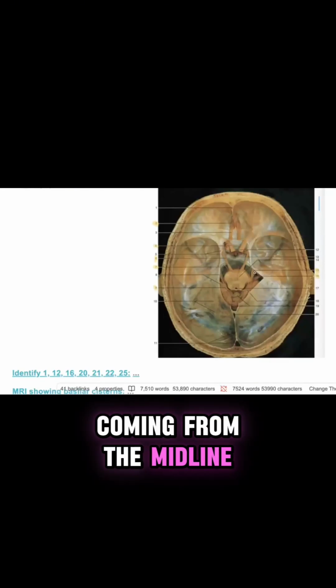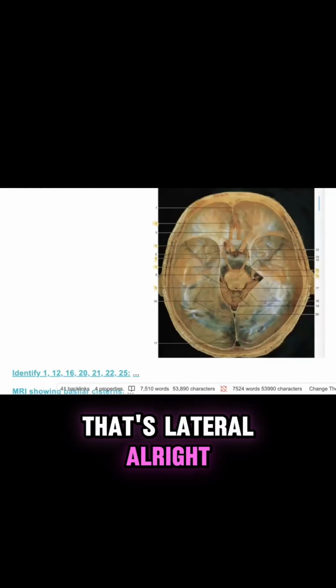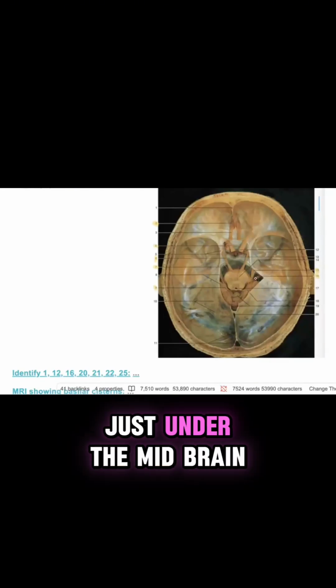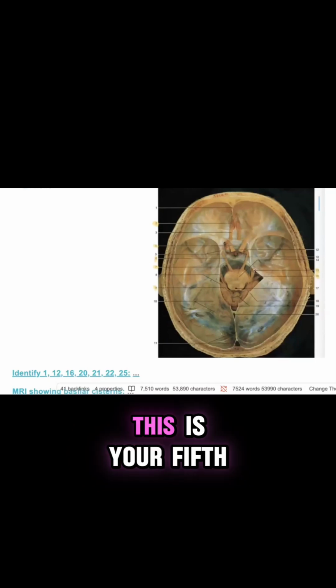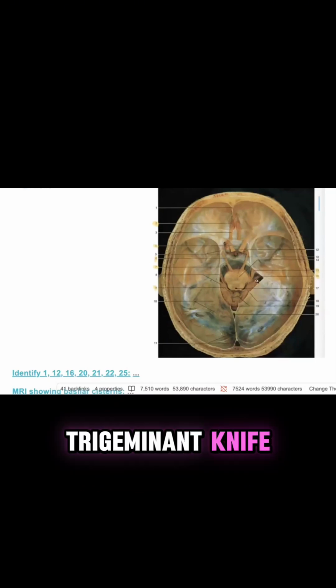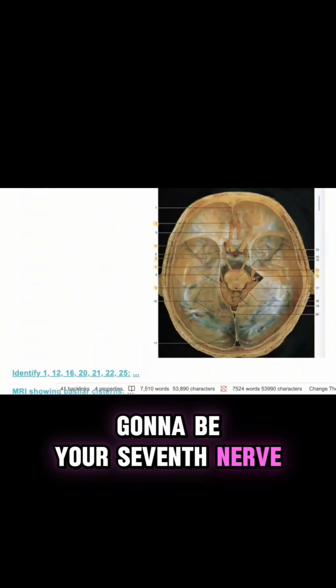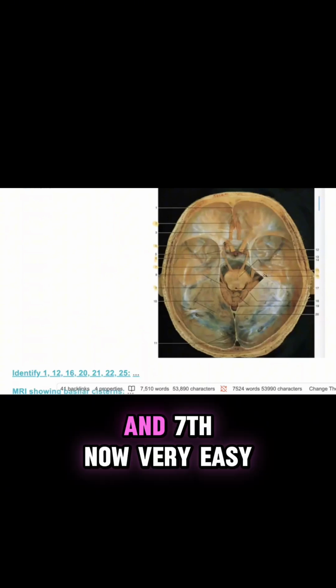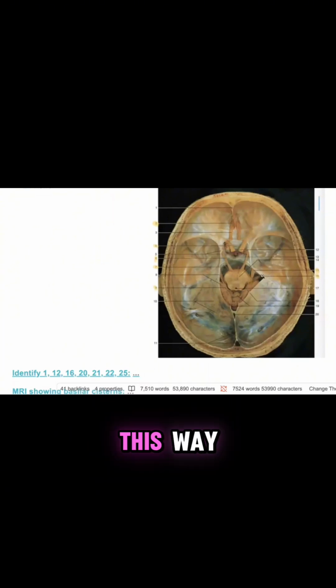Is this coming from the midline to you? That's not midline. That's lateral. All right. Where is it coming from? Just under the midbrain. That's your fifth nerve. This is your fifth nerve, trigeminal nerve. And this one is going to be your seventh nerve because fifth and sixth and seventh nerve. Very easy when you look at it this way.